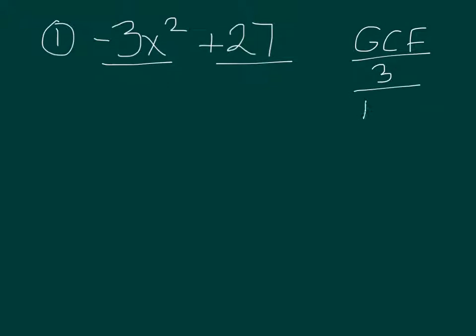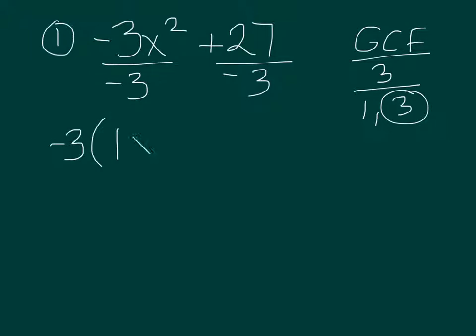So I'm going to write out my factors of 3. I have 1 and 3. I'm going to start with my biggest number, 3. 3 goes into negative 3, and then 3 goes into 27 as well. So our GCF is 3, and then I'm going to divide by a negative 3. Remember, we divide by a negative if there's a leading negative out here. So since I have this negative right here, I need to divide by a negative. Okay, so when we divide this, I'm going to put my negative 3 out here. Then negative 3 divided by negative 3 is 1, and I have that x squared still. And then 27 divided by negative 3 is negative 9.